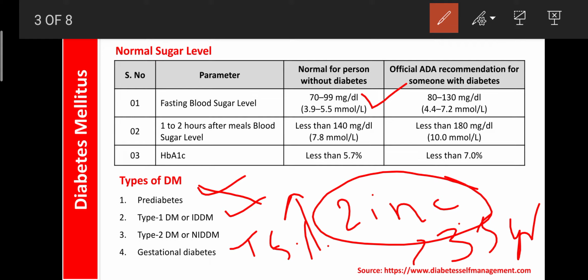And type 1 is treated with the help of insulin because it is caused by deficiency of insulin. And type 2 is not caused by deficiency of insulin, but by the inability of insulin to bind to the insulin receptor. So that's why they are treated with the help of certain medications. Those medications are known as oral hypoglycemic agents.